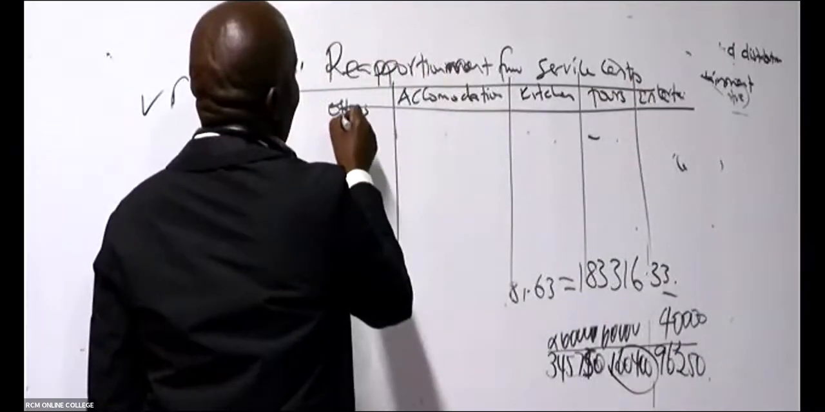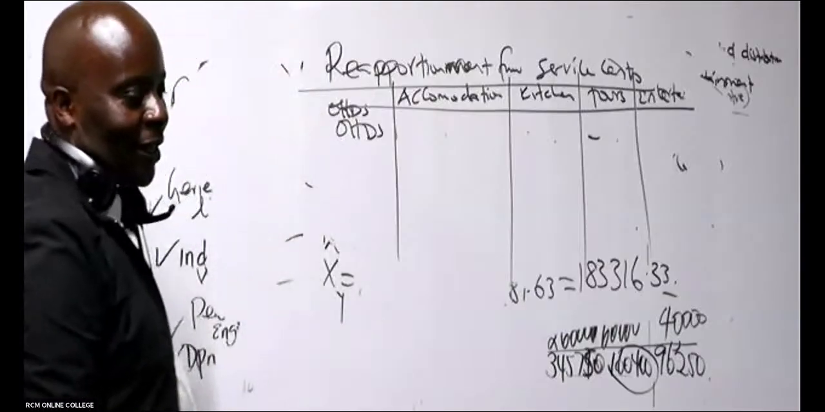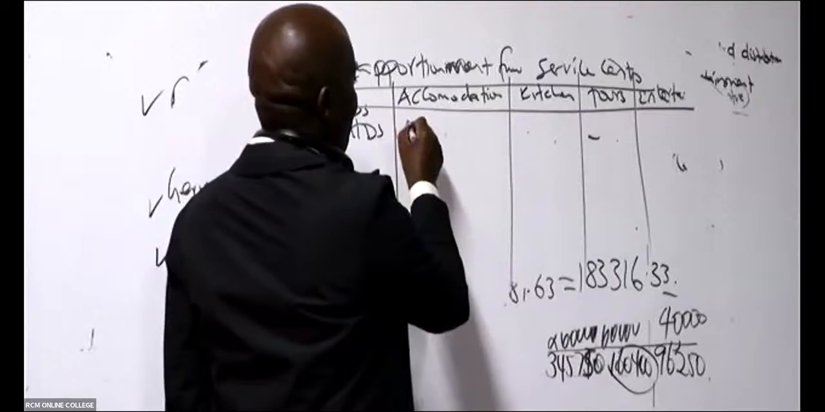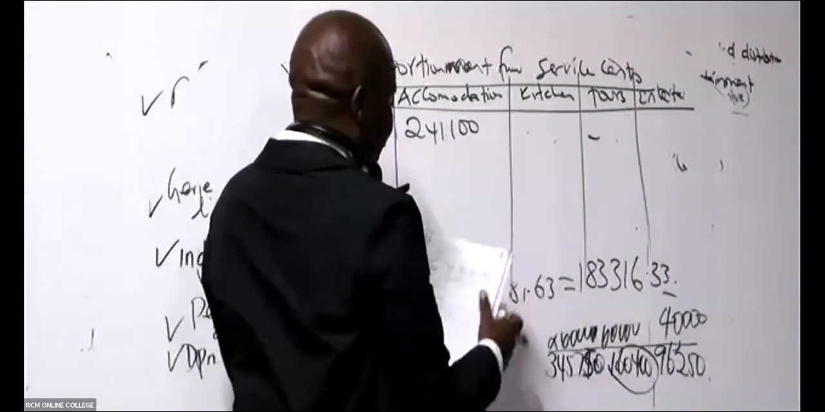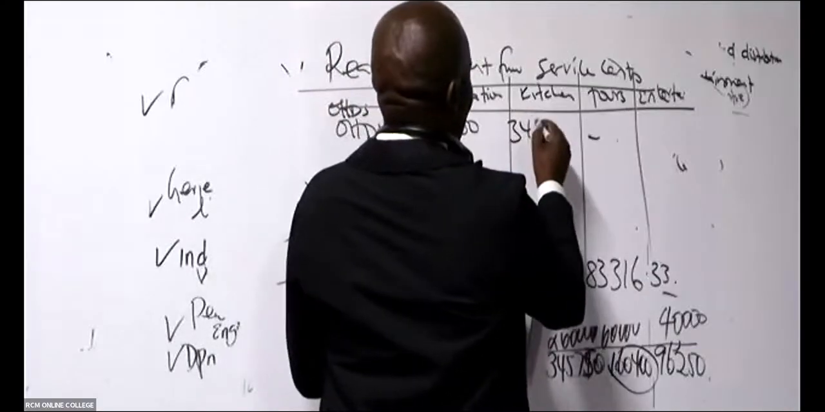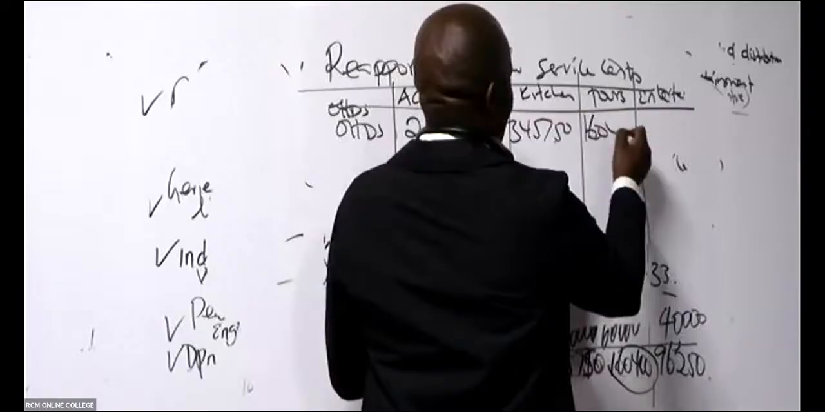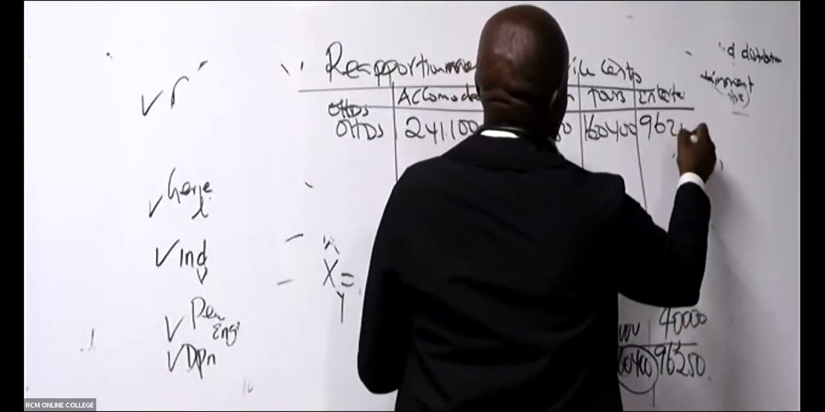So what overheads do we have here? Do you remember the overheads that we had down here, the totals? The total overhead that we had down here, somebody please read for me. 241,100. 750, 160,400. Entertainment, 96,250, isn't it?